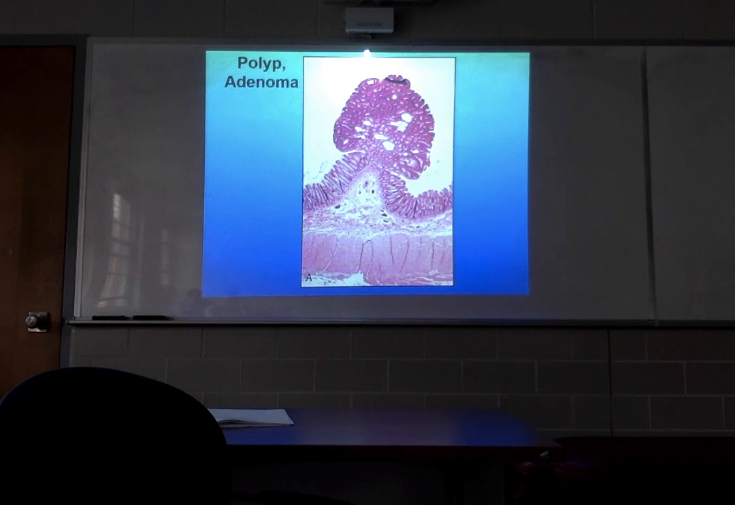The stalk is usually invested by a normal colonic epithelium. Everything is fine here. The core of the stalk consists of fibrous tissue and vascular tissue, so it's a fibrovascular core. The problem is up here with the head. The head is usually invested by a dysplastic epithelium. Let's take a closer look at that, zoom in here.